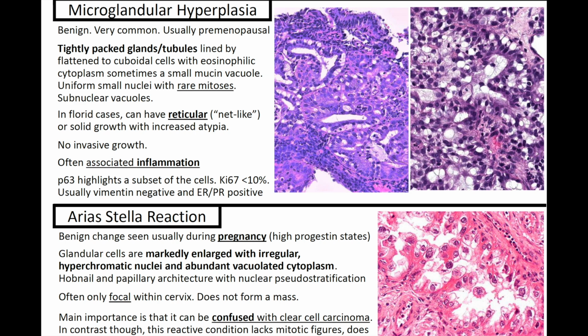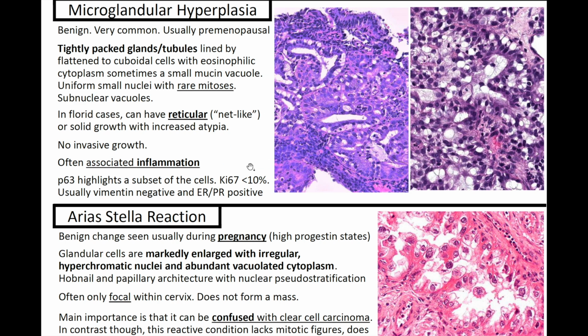You can also have subnuclear vacuoles, and in florid cases you can have reticular or net-like or solid growth with increased atypia. There's no invasive growth, and it's often associated with a lot of inflammation, and P63 highlights a subset of the cells. Ki67 will be under 10%, and it's usually Vimentin negative and ER/PR positive.